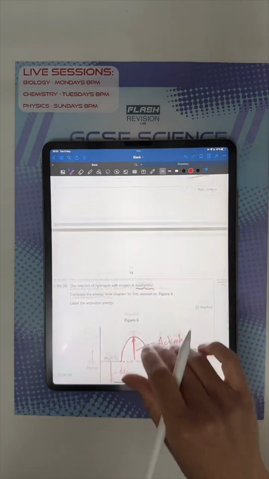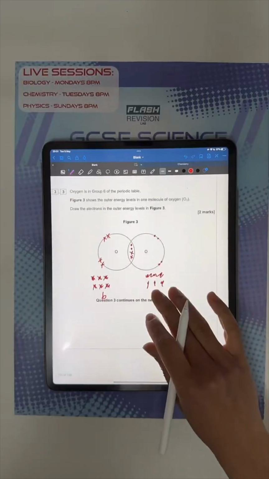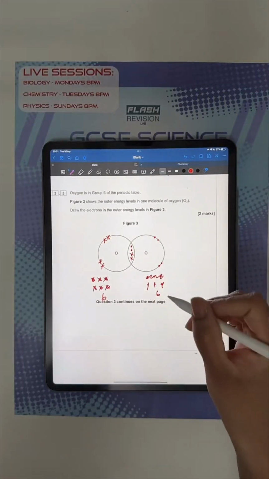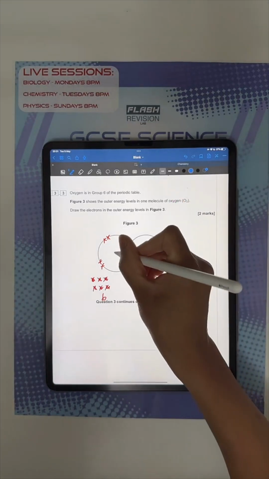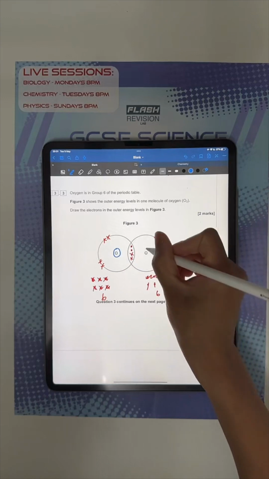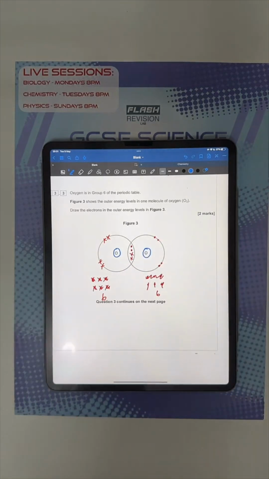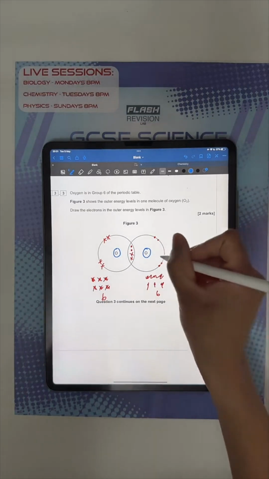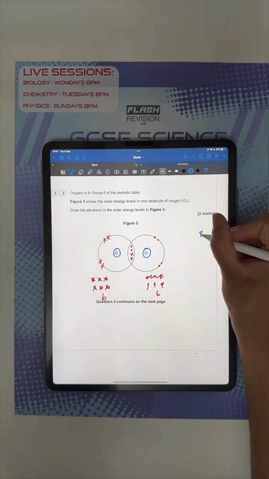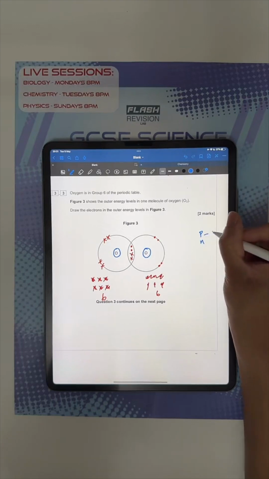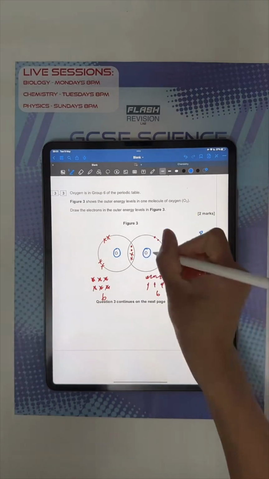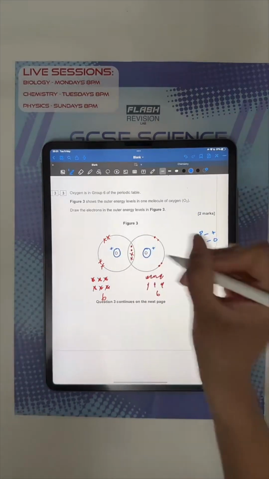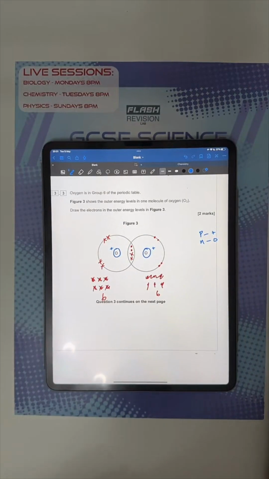So let me explain. So you see, when you've got covalent bonds, what do you have here? You've got a nucleus here. You've got a nucleus here. What are the charges of a nucleus? It's positive, isn't it? Because a nucleus is made up of protons and neutrons. Protons are positive, neutrons are neutral. So nuclei are always positively charged.